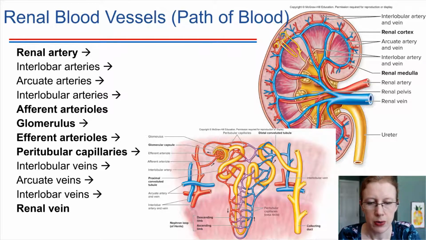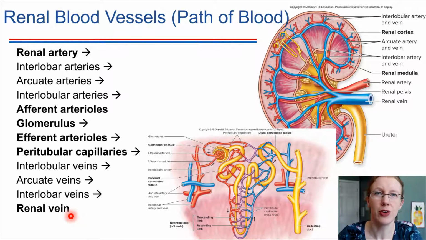So blood travels through these peritubular capillaries, converges back together into a vein, and eventually it leaves the kidney through the renal vein. So the specific structures I would like for you to know are the ones that are in bold here. Those are the ones that we will be needing to refer back to later on.